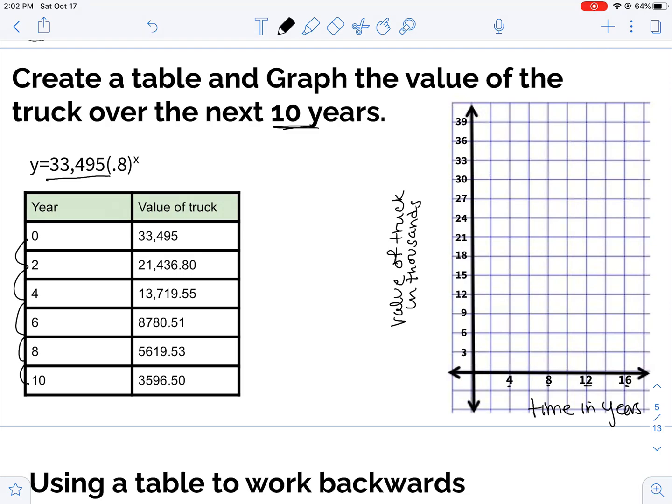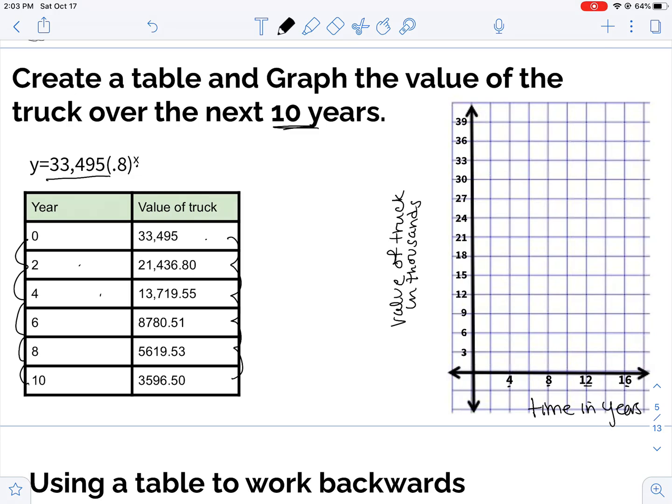Okay, so if I want to find the values of each of these, I can substitute in my x values. I could substitute in 0, I could substitute in 2, I could substitute in the 4, and notice the values of these trucks, they're decreasing. No, they're not decreasing by the same amount every time, but they are decreasing in that common ratio of 20%. Okay, so I'm going to go through and graph these.